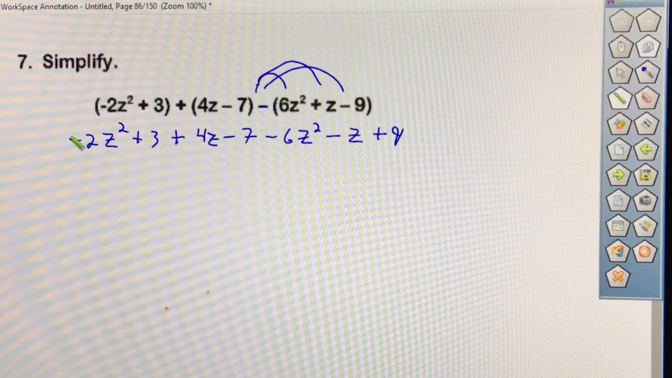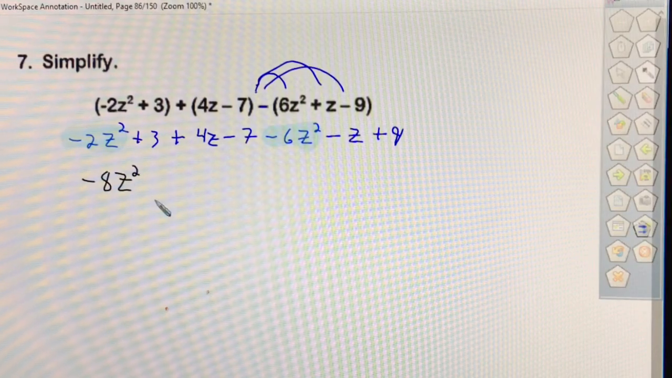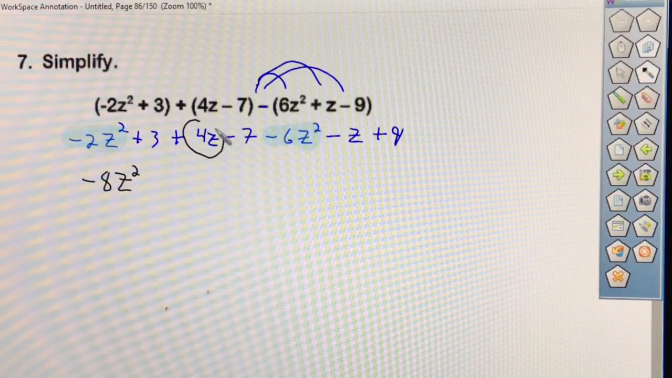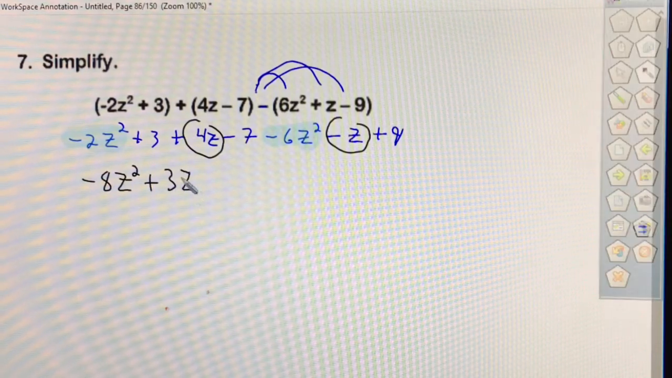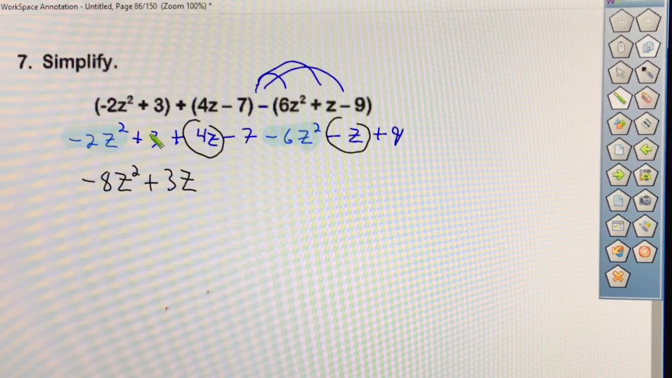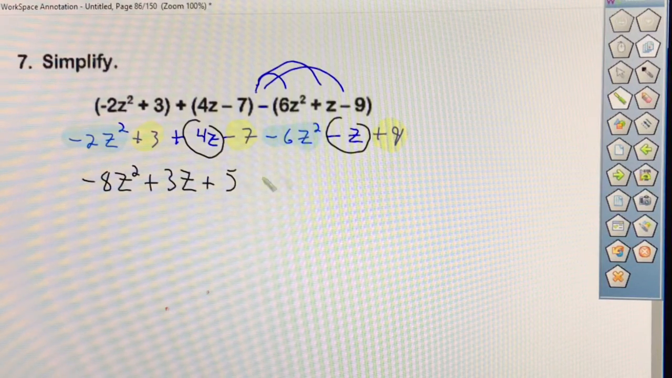Now I'm going to combine my terms. I want to see if there's anything like 2z squared. There is a negative 6z squared. If I do my arithmetic correctly, that should give me negative 8z squared. Now I'm going to look for anything like 4z. 4z, negative z, plus 4 minus 1 is plus 3z. Now I'm going to look for anything that is similar to the digit. So I have 3, negative 7, and 9. 9 plus 3 is 12. 12 minus 7 is 5. And that is my final answer for that problem.